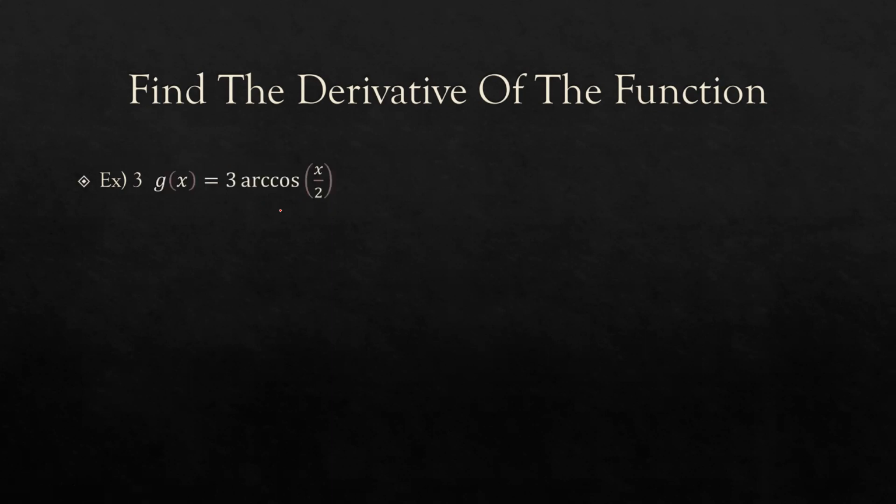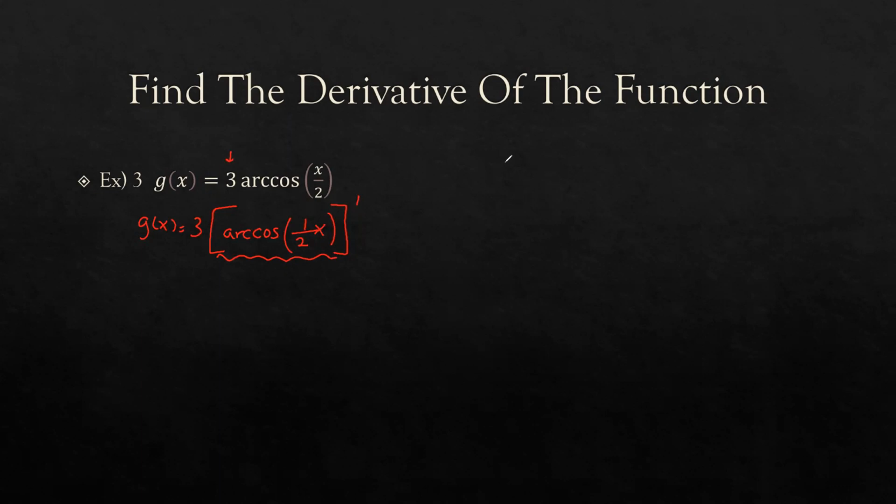So we have example 3: g of x equals 3 arc cosine of x over 2. Just like the previous problem, we don't have to apply the product rule yet, because 3 is a constant. You could take it out. And did you also know that x over 2 can be rewritten as 1/2 x, if that makes it easier? So all we have to do is take the derivative of this and then bring down the 3. So what is the derivative of arc cosine of 1/2 x?